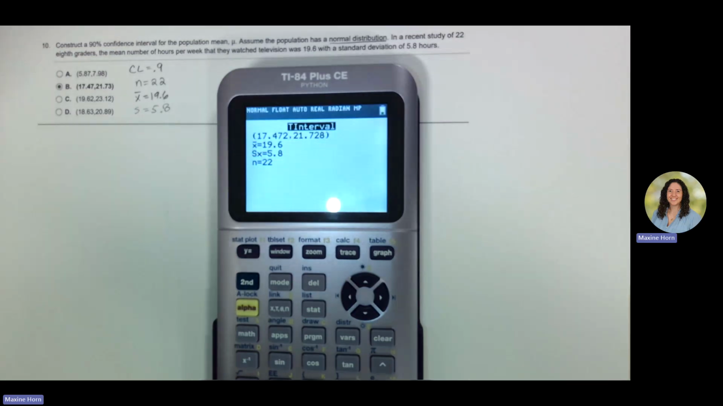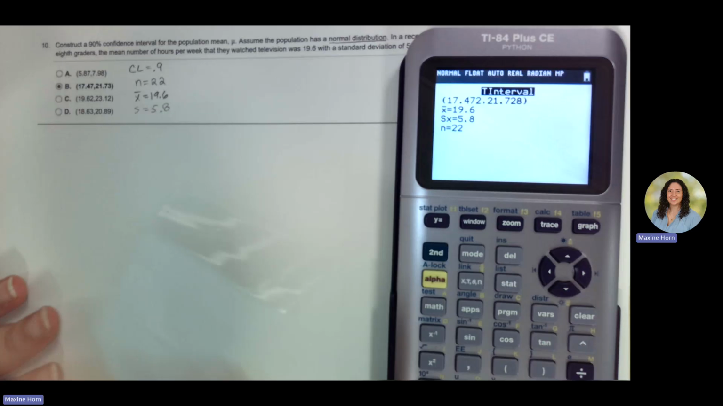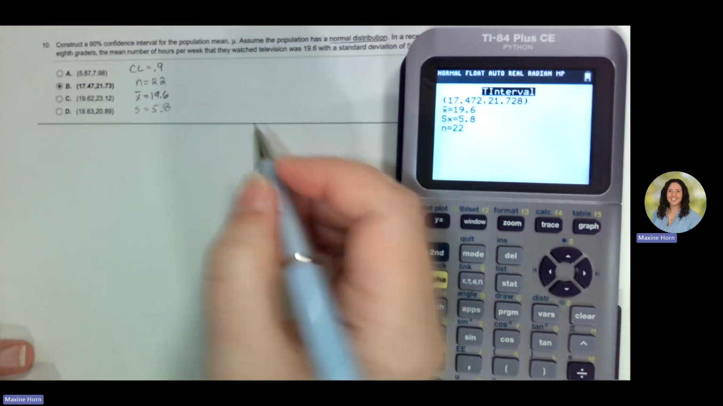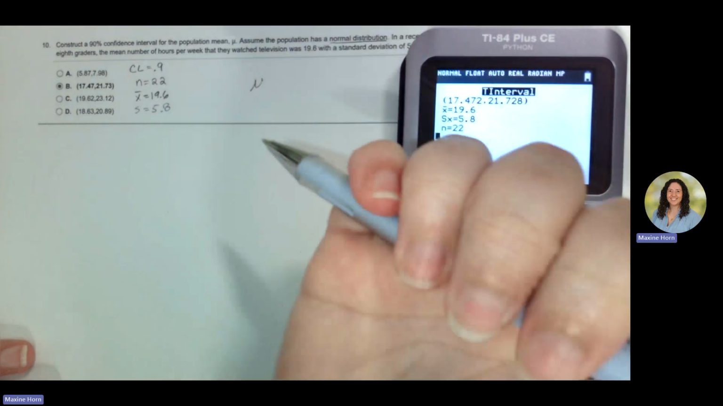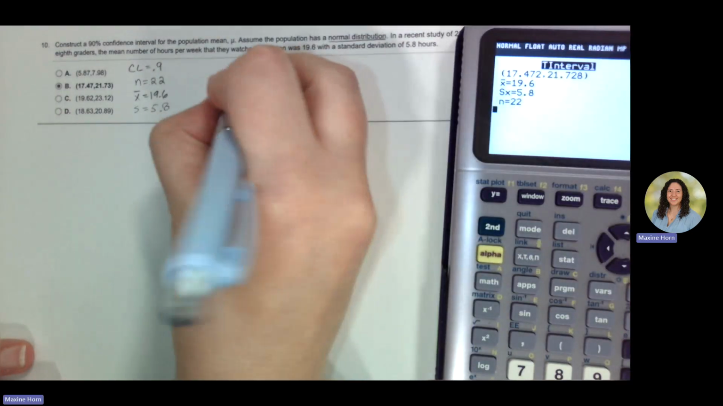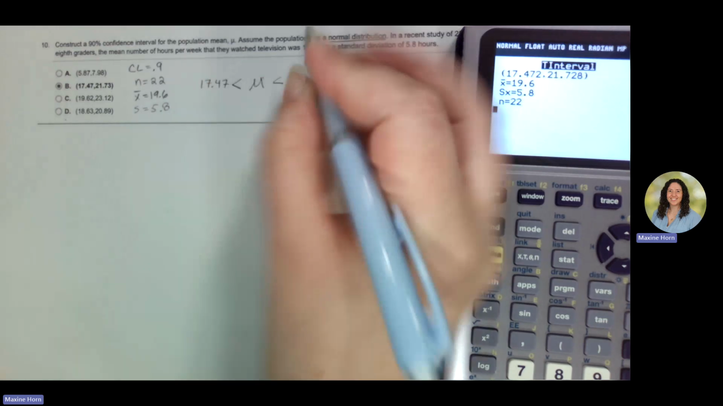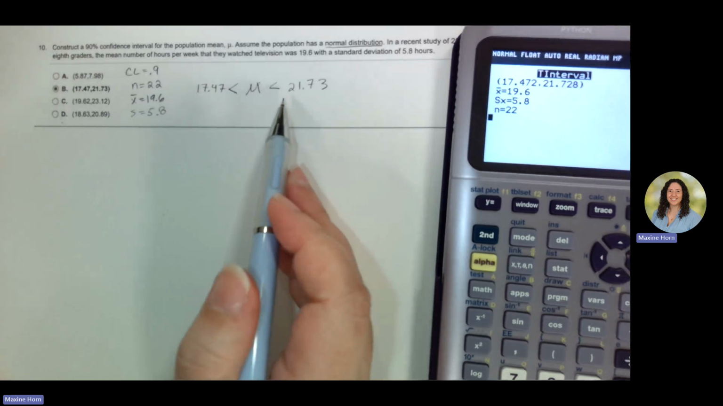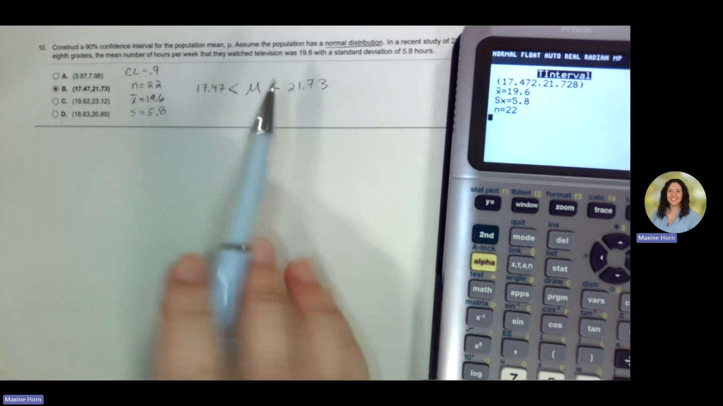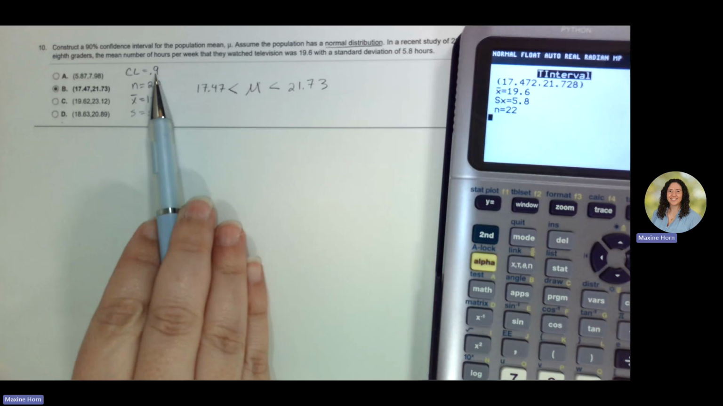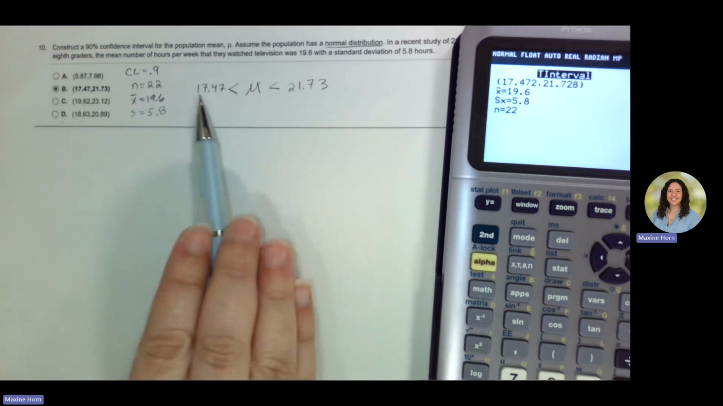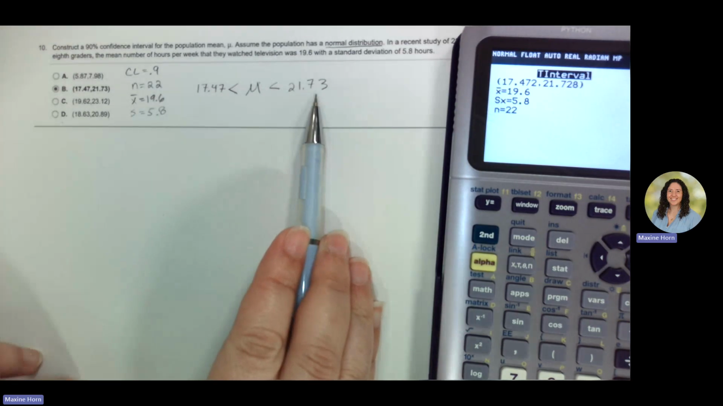And again, if we were to interpret this, we would say, and also, by the way, I know that they write it like this, but keep in mind what they're actually saying is that the true population mean is between, this lead will be the death of me, is between 17.47 and 21.73, right? That's 2 different ways of writing the same thing, okay? But this is what we're saying. We're saying that we can be 90% confident that the true population mean is between these 2 values, okay?